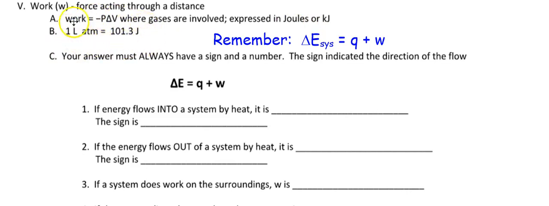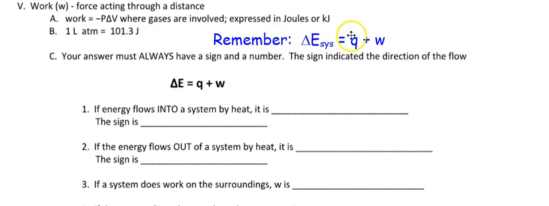Now the problem is we're going to have to convert these units at some point. So don't forget, 1 liter atmosphere is 101.3 joules. That 101.3 joules should sound familiar because that's your kilopascals.